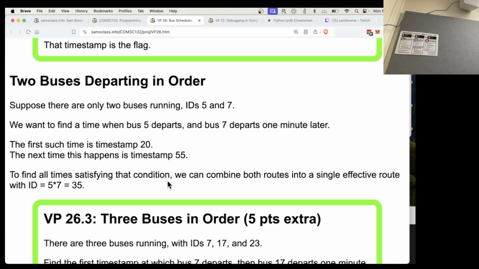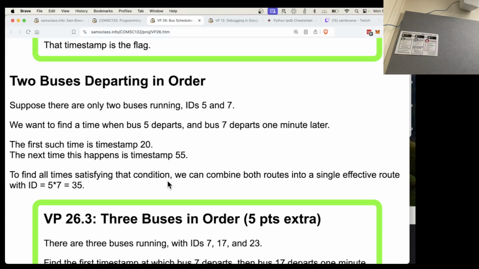And the reason is because you can take buses with routes 5 and 7, and you can effectively combine them into one bus with number 35. Every 35 minutes, the whole pattern will repeat. And that applies to all of them, and that is why I say it's particularly relevant to today's lecture.